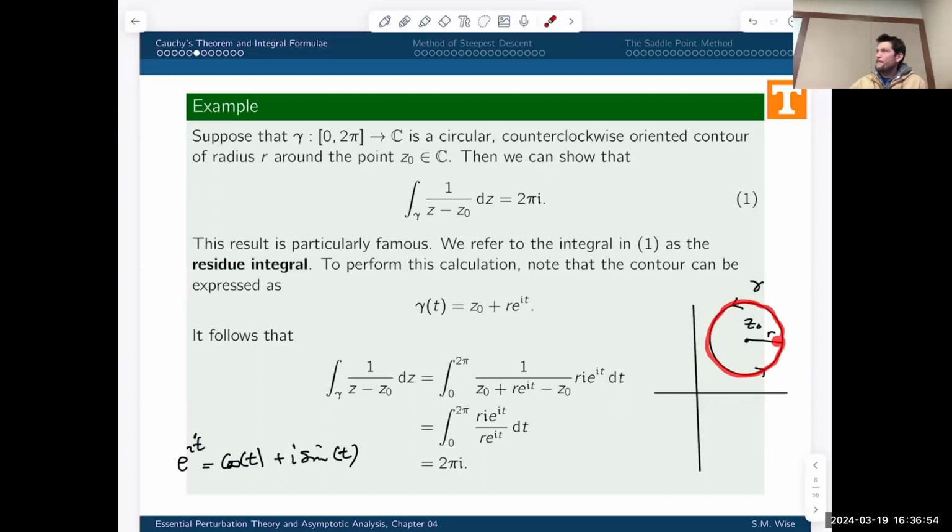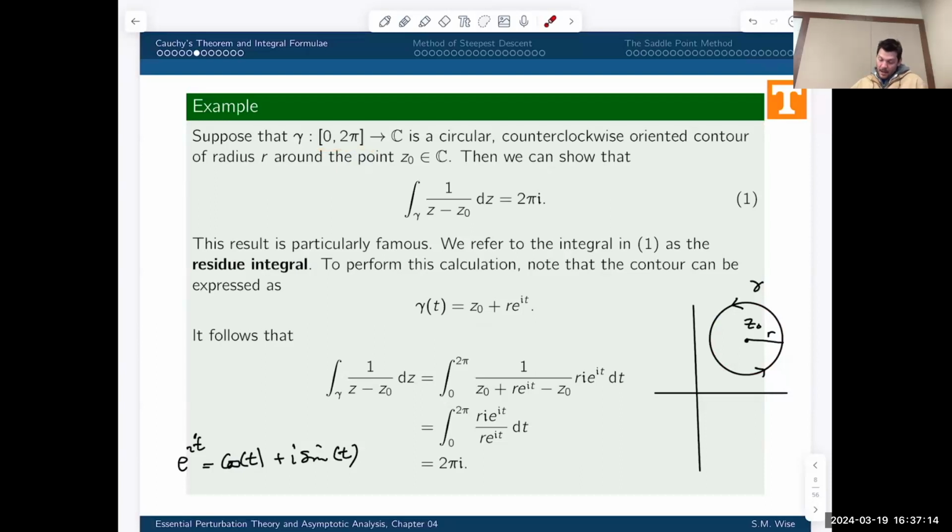Okay. So if you've never seen that before, you should confirm that for yourself, that the contour starts here, goes round z naught, and ends back here, closes on itself. Okay, so that's that guy where t is between 0 and 2 pi.